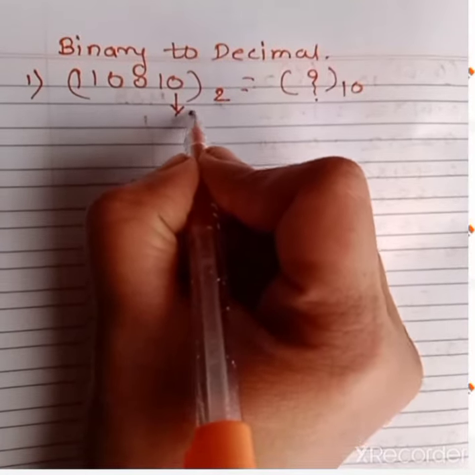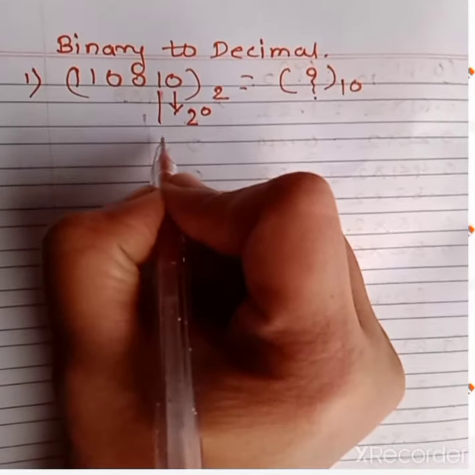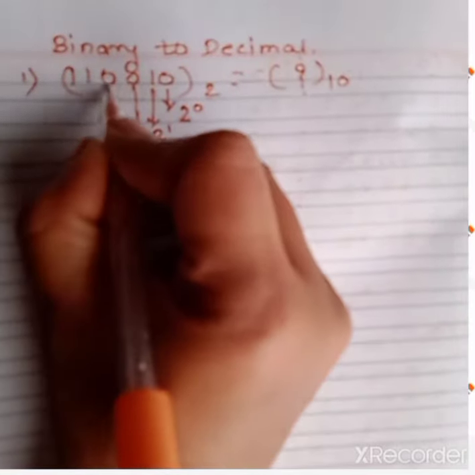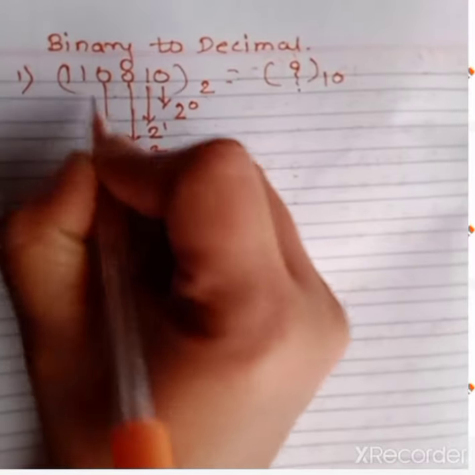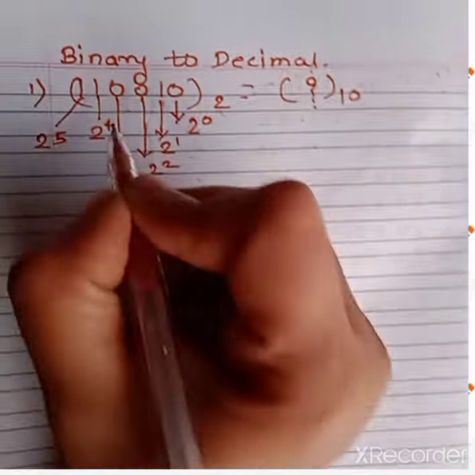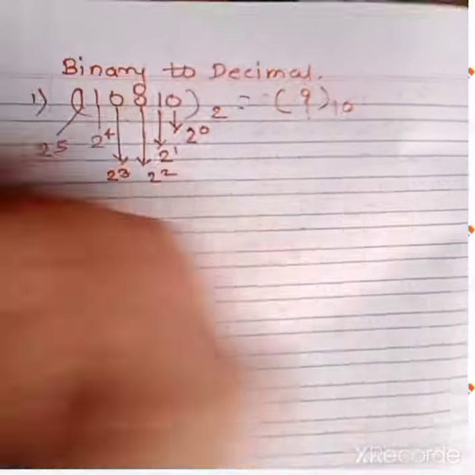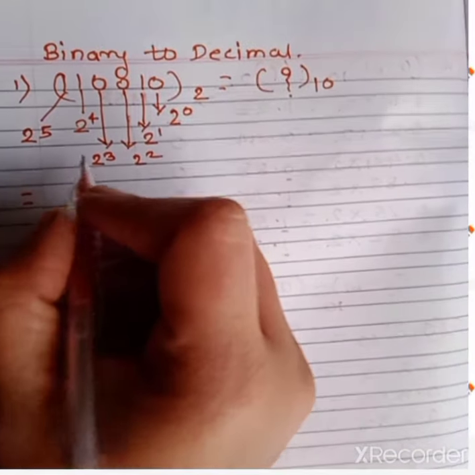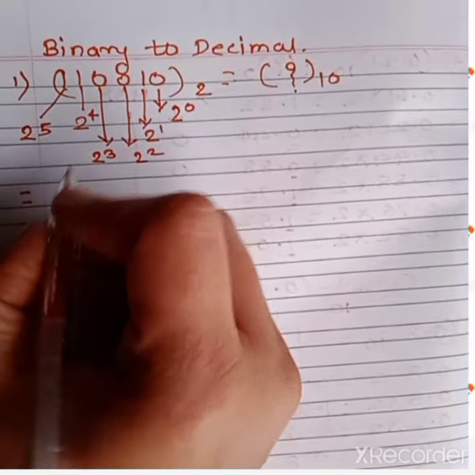This is 2 raised to 0. This is 2 raised to 1. This is 2 raised to 2. This is 2 raised to 3. This is 2 raised to 4. And this is 2 raised to 5. So we'll multiply each digit with their weight and finally add them.